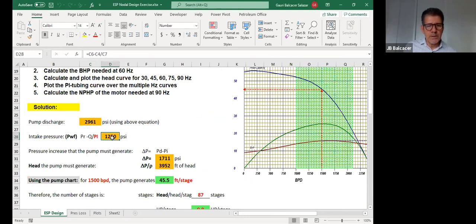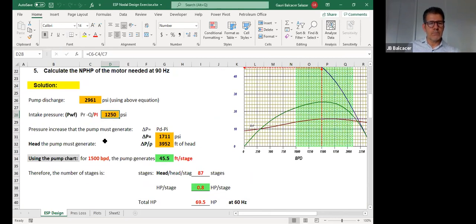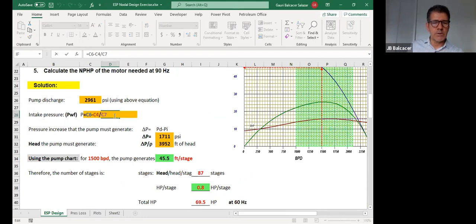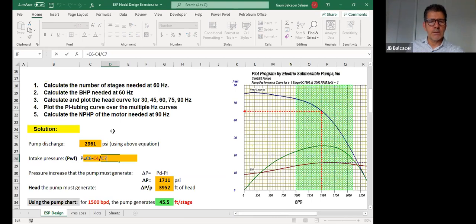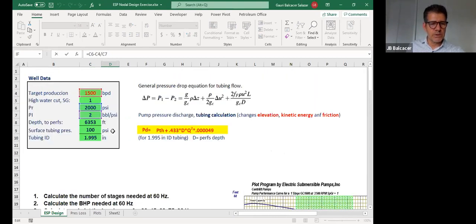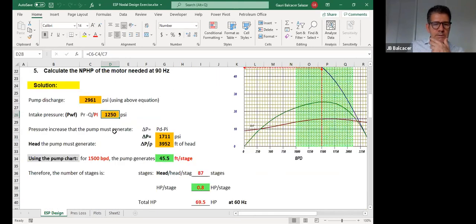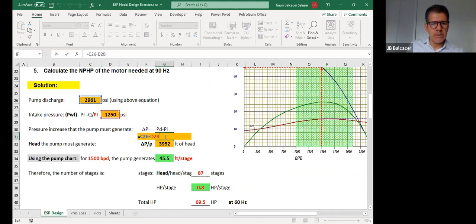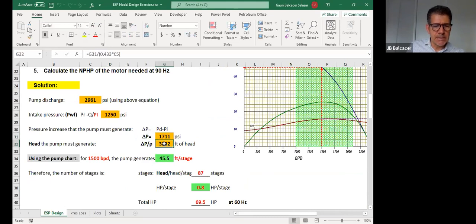So the pump intake pressure calculation, considering a constant PI, is based on the number we have just calculated, the PI, the reservoir pressure, and the target production. We calculated this, and the delta P we have right here, and the head that the pump must generate is right here, which is a function of the delta P, the pressure drop, and also the density or viscosity of the fluid.